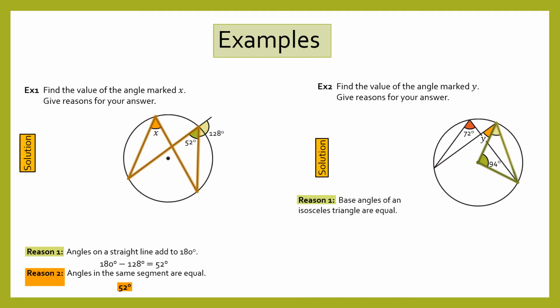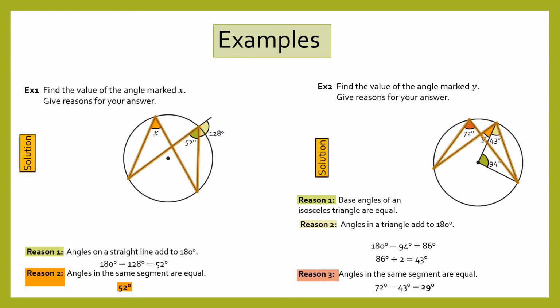So what I'll do, 180 minus 94 is 86 and 86 divided by 2 is 43. So my base angles in the isosceles triangle are 43. Now if I take the rule of the circle theorem, I know that one side of the angle on the circumference is 72, which means if I minus 43 from 72, I'll get my angle y, which is 29.